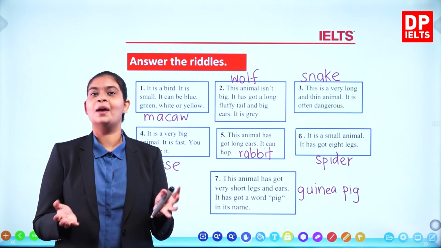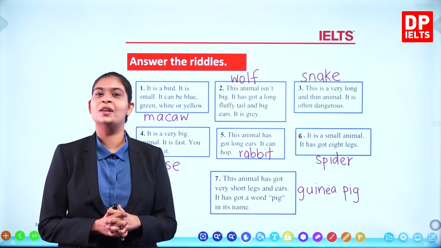Riddles. So that brings us to the end of the lesson, which was all about animals.